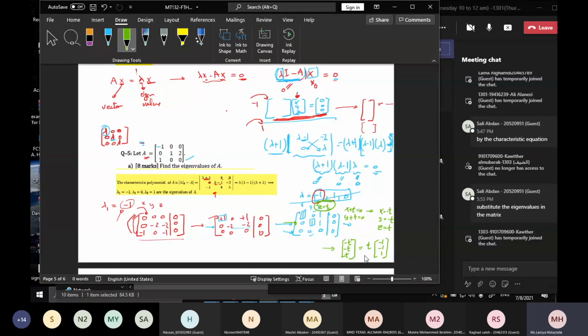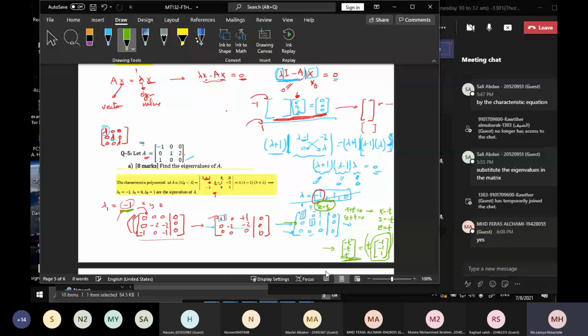What is the corresponding eigenvector? The corresponding eigenvector is this one, for lambda equal to minus 1. Clear? Now if he wanted the eigenspace, I would take all of this like this or just like that. But he wants the eigenvector, so this is the corresponding eigenvector.